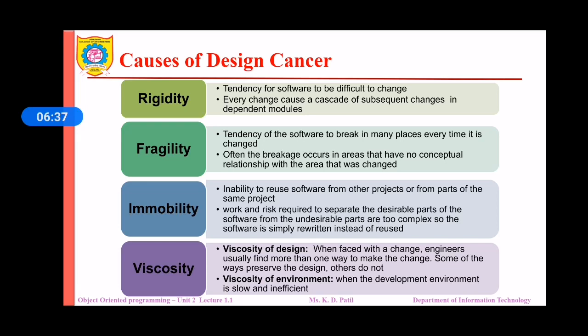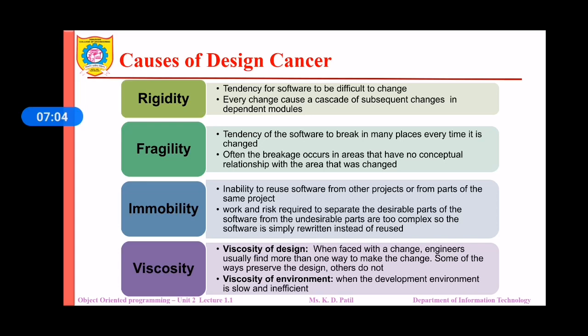Then the next characteristic of bad design is viscosity. There are two types of viscosities. The first one is viscosity of design and the second one is viscosity of environment. When the changes have occurred, as I told you, depending upon the customer's requirement, changes may occur a number of times in our software development, and whenever the changes occur, we have to change the design of our software.